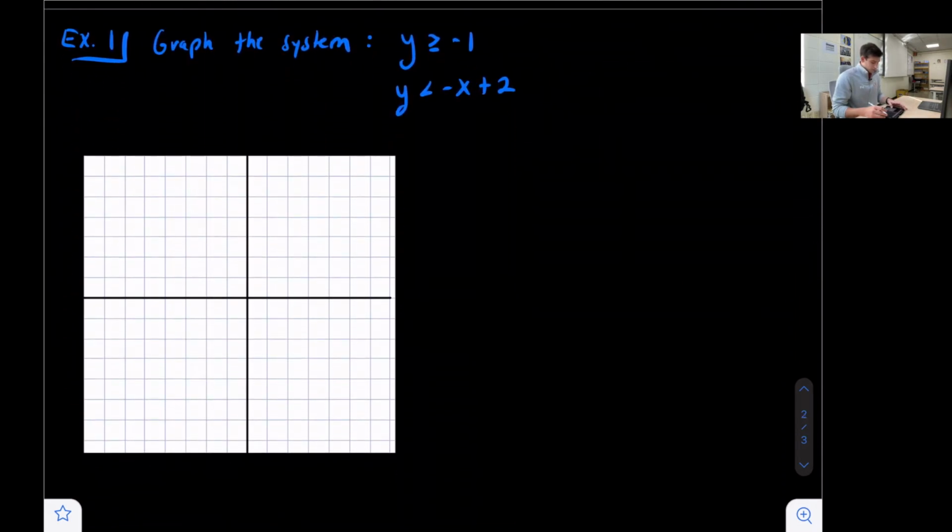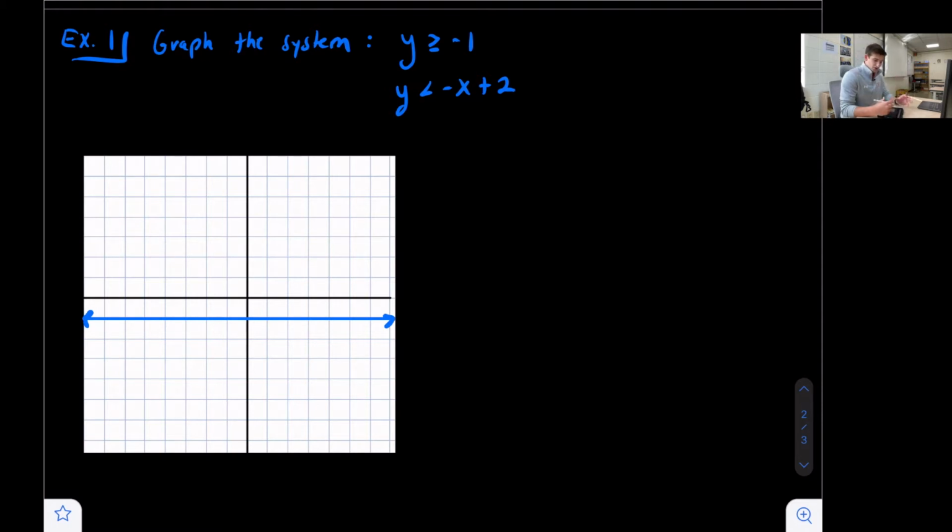So we want to graph the system y is greater than or equal to -1. We're going to start off by graphing that linear inequality. Greater than or equal, so that's a solid line, and it's a horizontal line because it's like y equals a number. So a horizontal solid line through -1. It tells us y is greater than or equal to -1, so that's going to be above this line, because greater than is above.